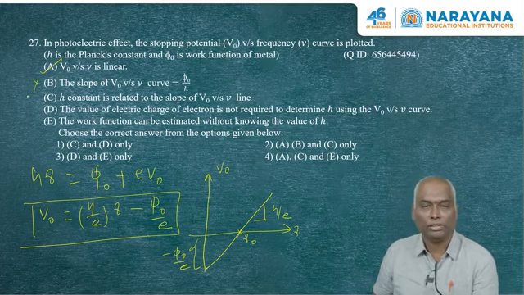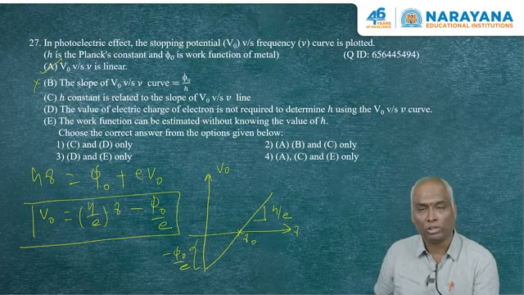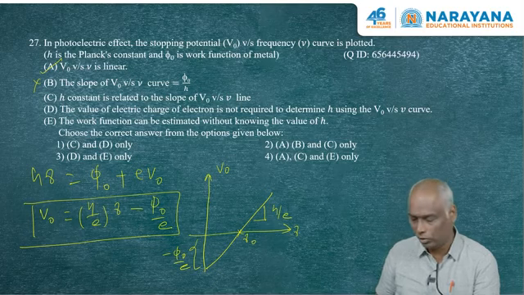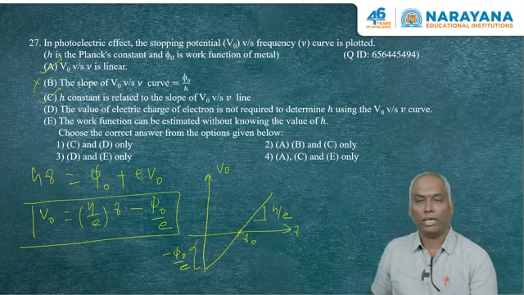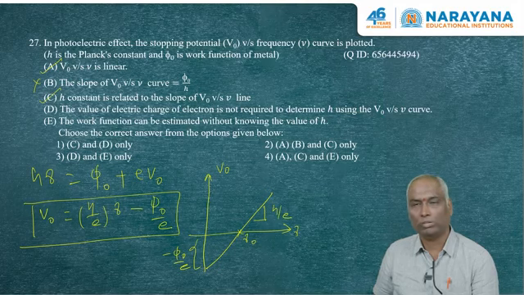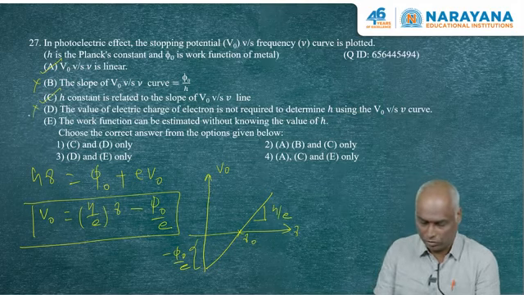Statement C: Planck's constant h is related to the slope of the V0 versus nu graph. Of course, it is related to the slope, so statement C is correct. The value of electric charge of the electron is not required to determine h using the V0 versus nu graph. If you want to calculate the value of h, we need the value of e because the slope equals h by e. So statement D is wrong.